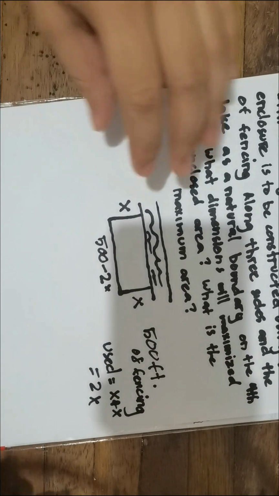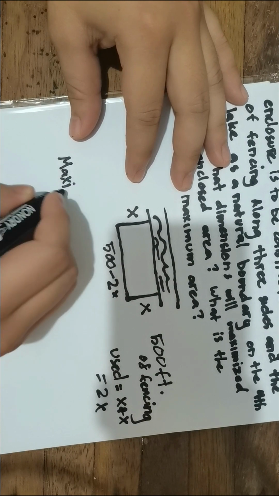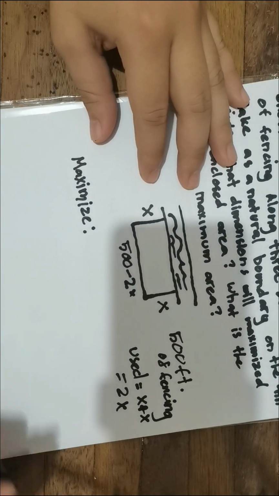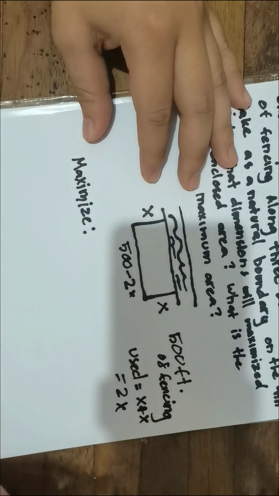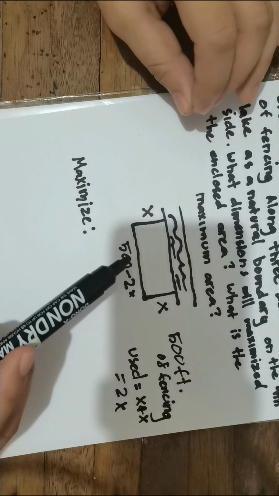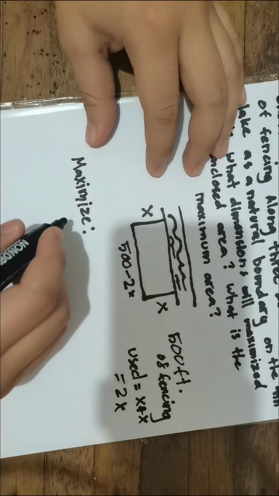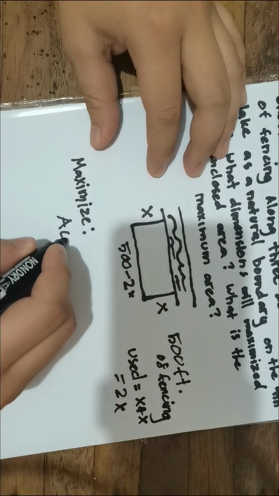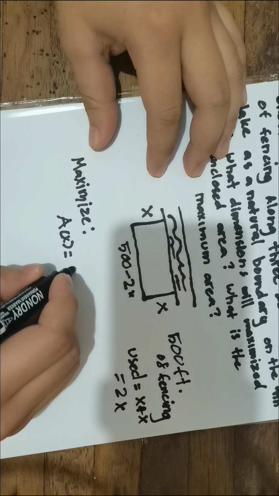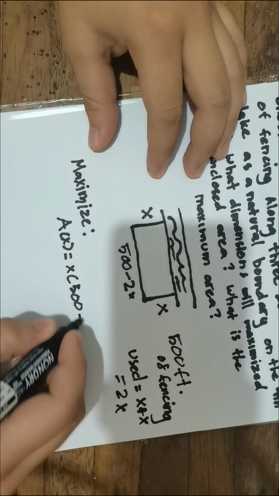After that, let's solve it. First, let's put here: maximize. As it is a rectangular enclosure, we're going to multiply length times width. So the area of x is equal to length times width, then it will be x times 500 minus 2x.